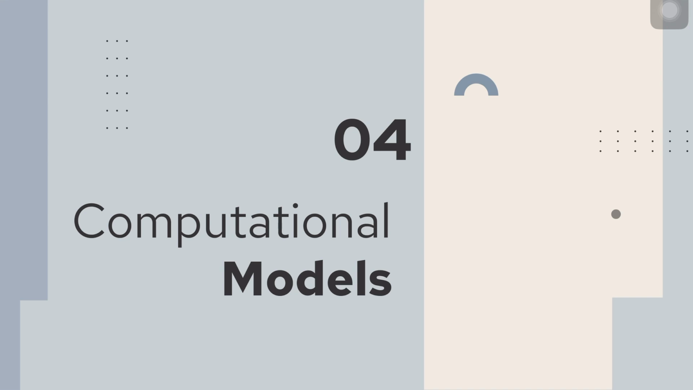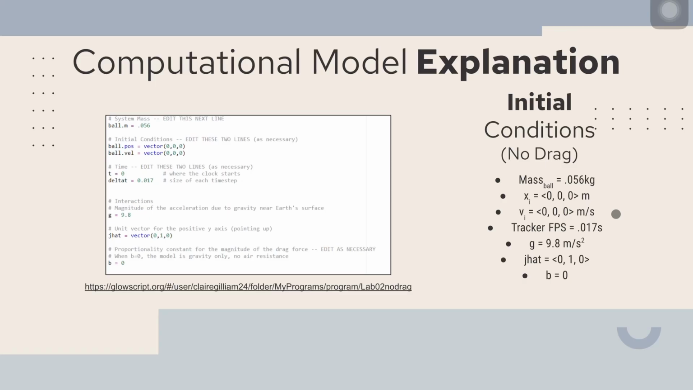Next, we have our computational model. So first, we saw that the mass of the ball is 0.056 kilograms. The initial position is just at the origin, so 0, and the initial velocity is also 0. The Tracker frames per second is 60 frames per second, so that's where we get 1 over 60, or 0.017 seconds. And then g is 9.8 meters per second squared. J hat, or the unit vector, is just 1 in the positive y direction. And for this, because we're not considering drag in this model, b is 0. There is no drag force.